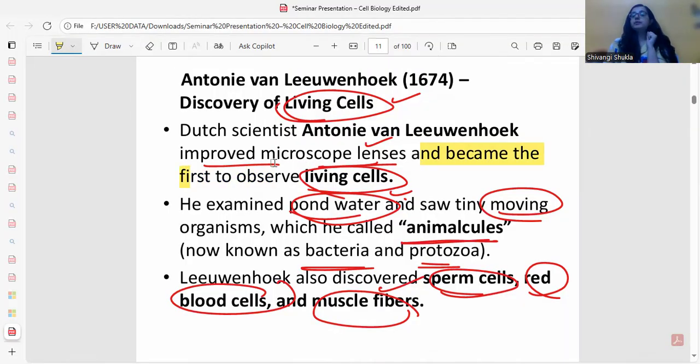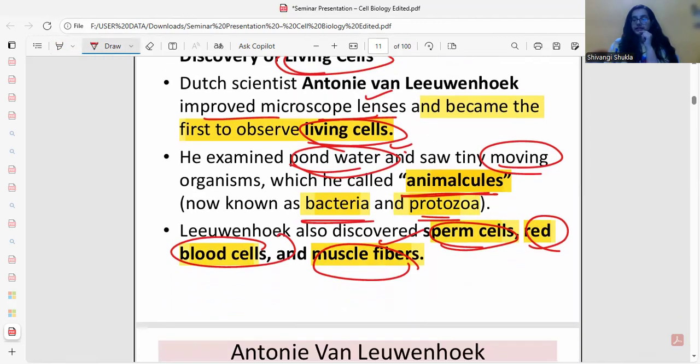He was the first to observe the living cell. Second point, he called them animalcules. He observed bacteria. Third thing, he observed protozoa. Then he observed sperm cells. He observed RBC and muscle cell. So these questions are generally asked in the exam.